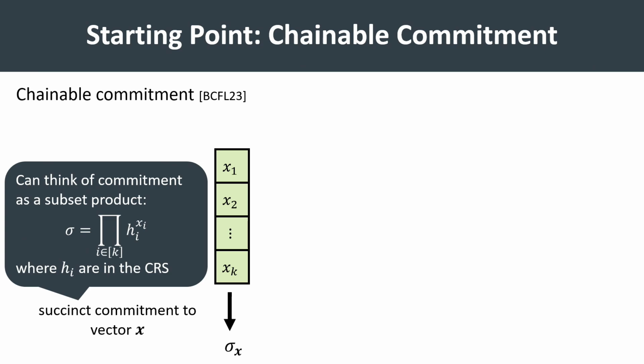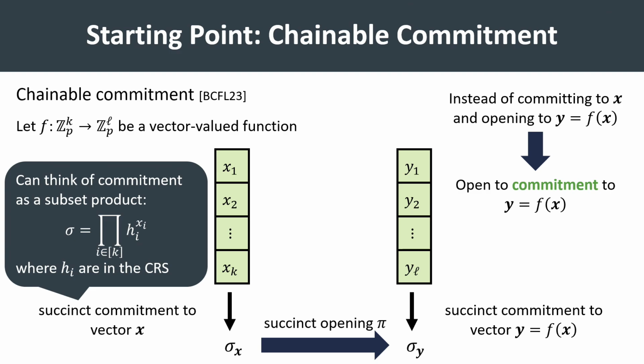All right, so in a normal functional commitment, once I've committed to an input, I can now open to some value. In the case of a chainable commitment, I'm going to think about the function that I'm opening to as a vector-valued function. So it takes a vector as input, it produces a vector as output. Normally now I would open to a vector, but in the case of a chainable commitment, what I would open to is a commitment to the vector itself. So the commitment is again short.